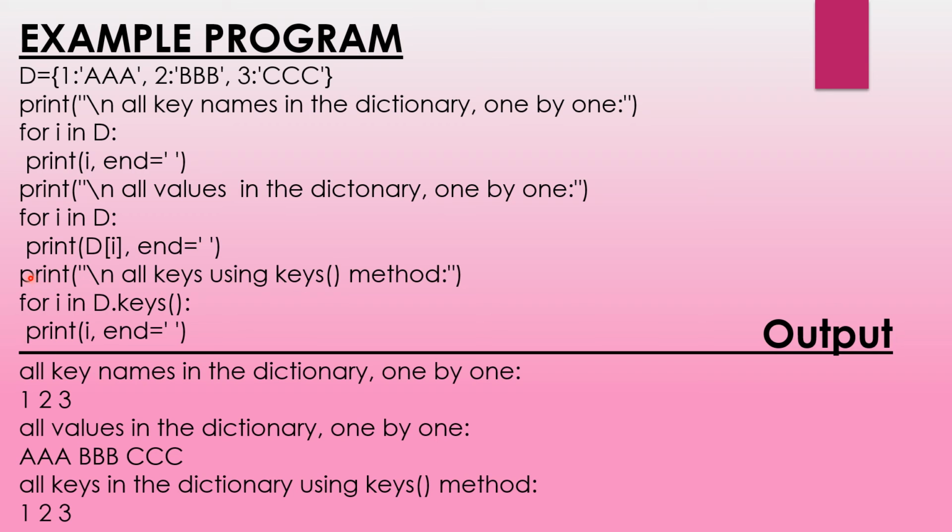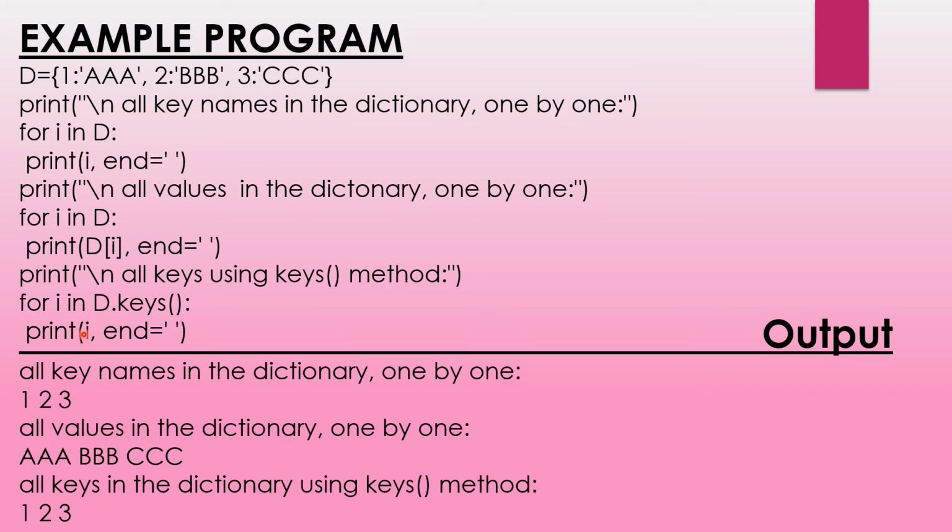So now next it is written as print all keys using keys method. So now we will use the keys method to print all the keys. You can see here as it is written print, so this will be printed in the output. Then for i in d dot keys, this is a method by which we can directly print the keys in the dictionary. Here d is the variable in which we have created the dictionary, then dot keys, this is the method. Then we will write print, so this will be printed in the output.